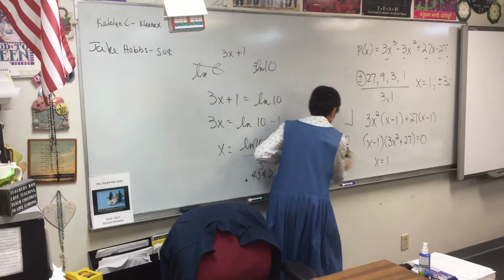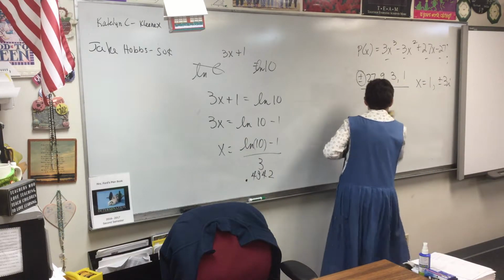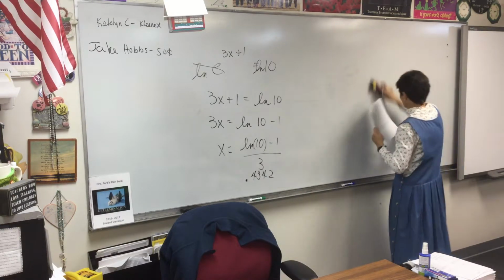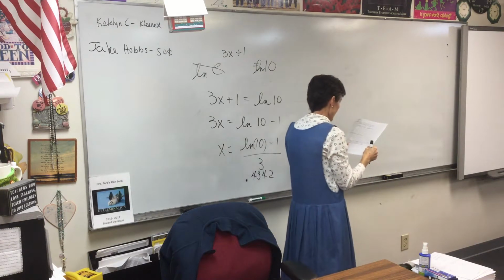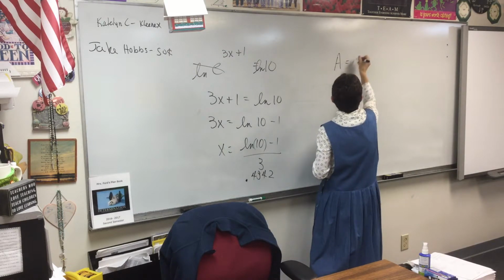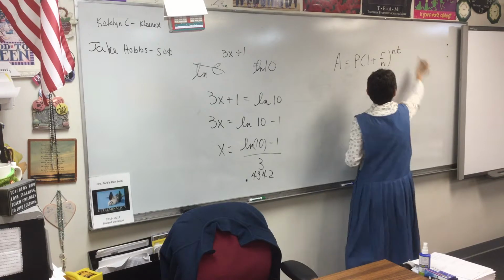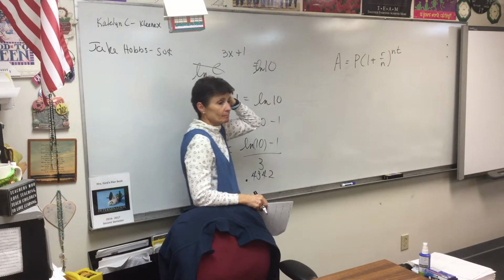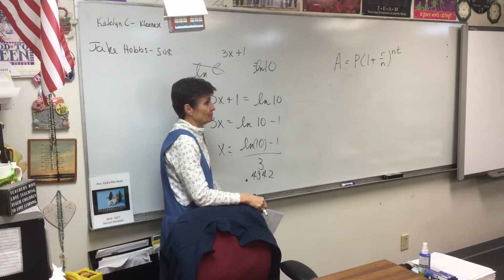Number 25. Come on, let's keep rolling through so we get them all done. Find the amount you would have. All right, I need a formula. A equals P e to the rt? No. That's the formula I need, because it says compounded monthly.